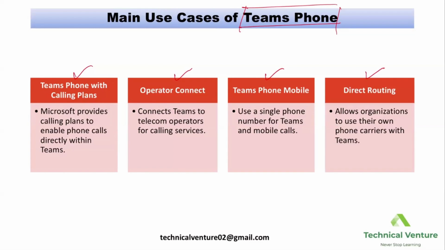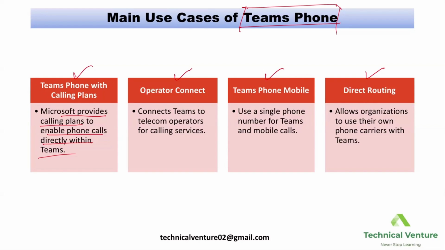Under Teams Phone with calling plans, Microsoft provides calling plans to enable phone calls directly within Teams, right? So you can raise a request with Microsoft to purchase a number. As soon as you get the number, you can simply assign it to the user, right? But you need a license as well to use this calling plan number. Like a calling plan, you need maybe domestic, maybe international, or maybe both domestic and international. We're going to discuss that in detail later on.